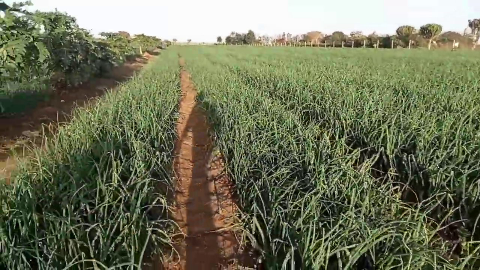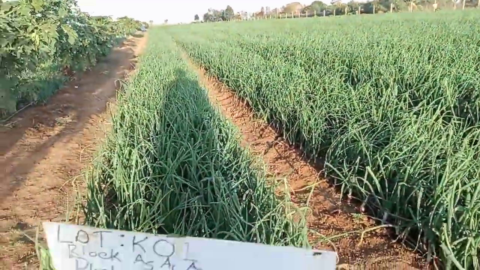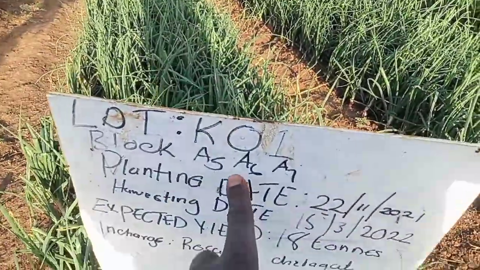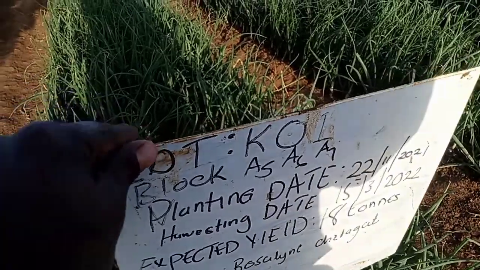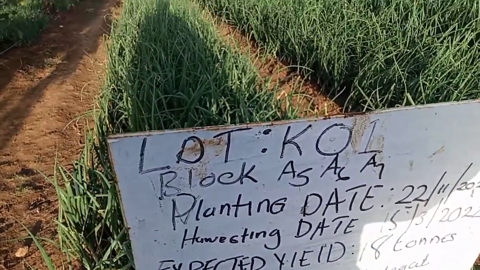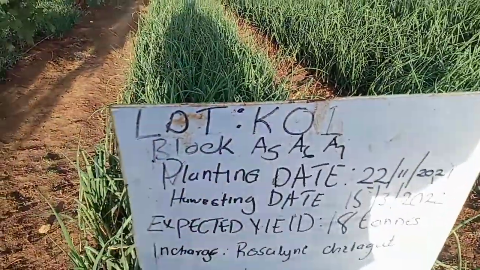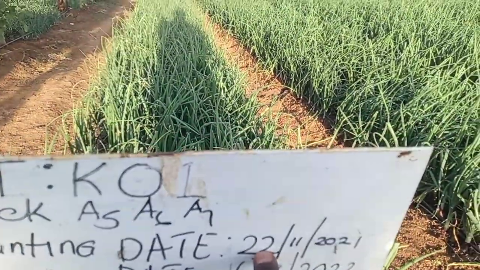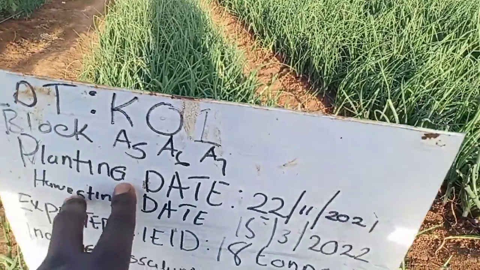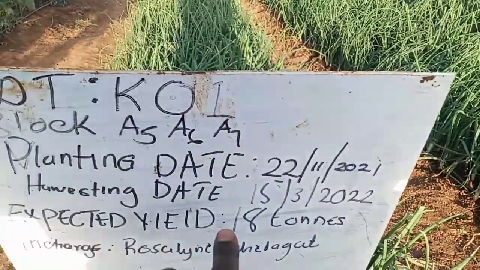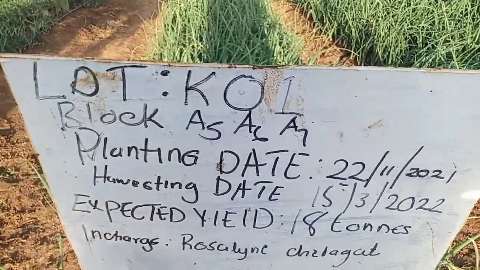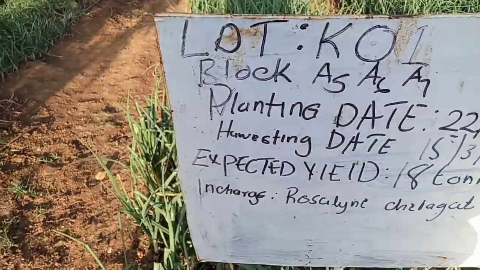Now let's come to this block. Let me show you the scorecard. This is block A5, A6, A7. The lot is K01. This helps me basically in recording that in my workplace. And the planting date, I planted 22nd of November 2021. I'm expecting to harvest on 15th of March this year. The yield that I'm expecting also is 18 tons.